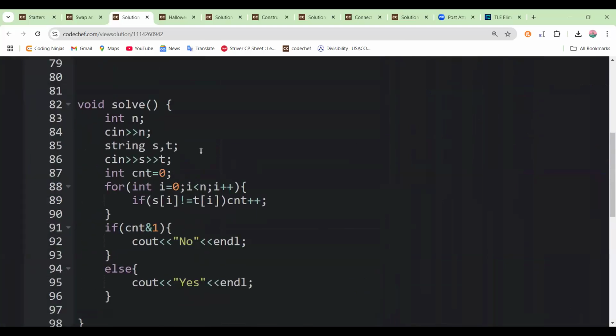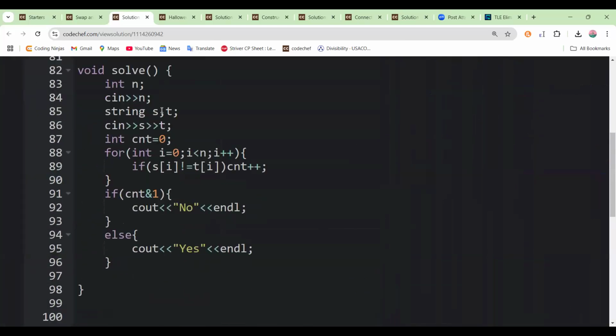So first of all, we took n as input, that is the size of the two strings. Then we took two strings as input. Then we initialized our count to 0. This count will basically store the number of indices that are having the problem. Then we just iterated over all the indexes. And if the characters for that particular index do not match in S and T, we simply incremented our count. So if at the end count is odd, then we are printing no, else we are printing yes.